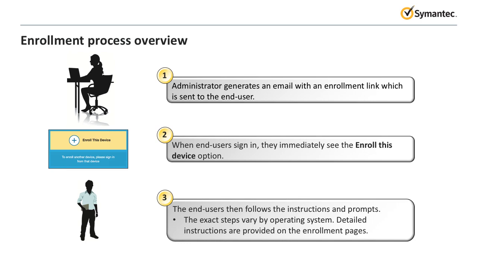Please note that when end users sign in, they immediately see the Enroll this device option. They don't navigate to an additional page. Next, follow the instructions and prompts. The exact steps vary by operating system. Detailed instructions are provided on the enrollment pages. After the necessary software is installed, the status of a device is set to Pending. The Device Details page provides the last known status of a device with a pending status.